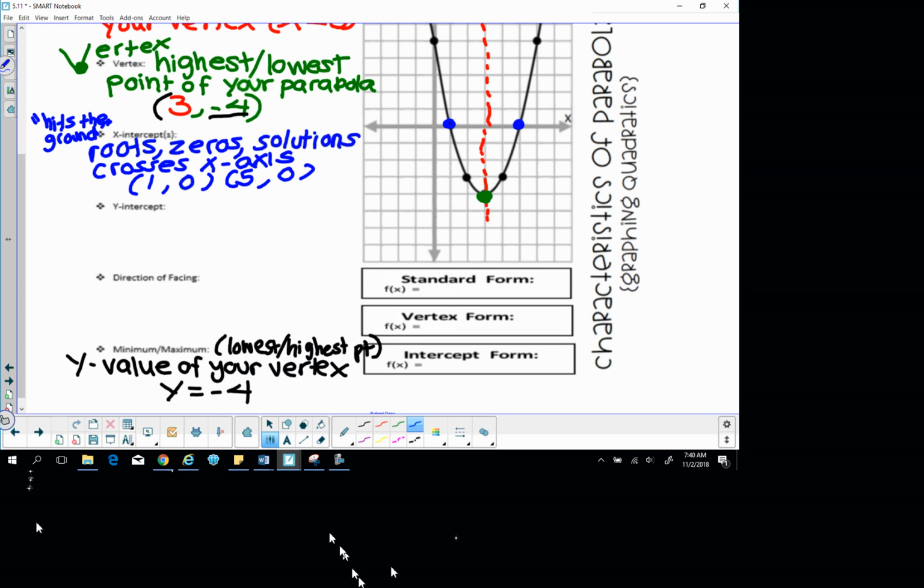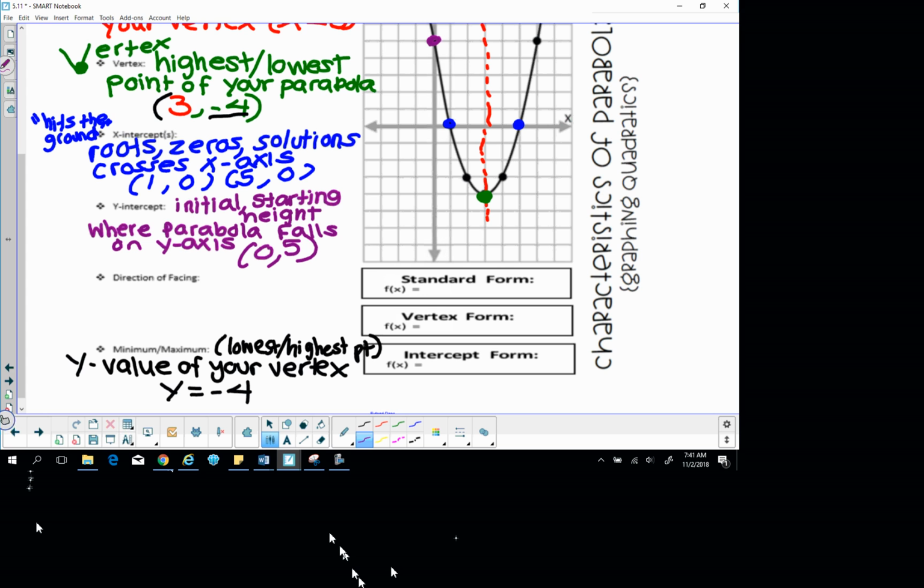Your y-intercept, on the other hand, is usually your initial height, starting height. So it's how high up it is. And so your y-intercept is where it falls on the y-axis. And so right here we can see our y-intercept right there. And it's always (0, something). So right there it's (0, 5).